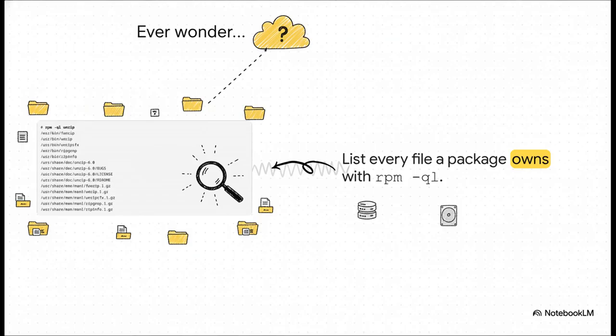Ever wonder where a program scatters all its files across your system? RPM query -QL will show you every single file and directory that belongs to a package. Now, here's a little pro tip for you. What if you want to see what's inside an RPM file without actually installing it? You can use a cool command, rpm2cpio, to extract all the contents right into your current directory. It's super useful for investigating.